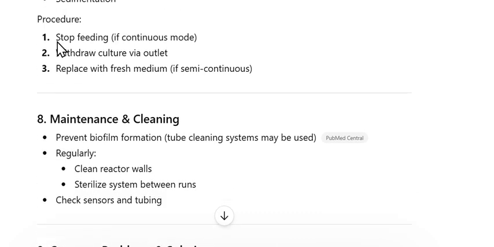For maintaining and cleaning, we prevent biofilm formation through a tube cleaning system. Regularly we look at the reactor wall, sterilize the system, and check the sensors and tubing.